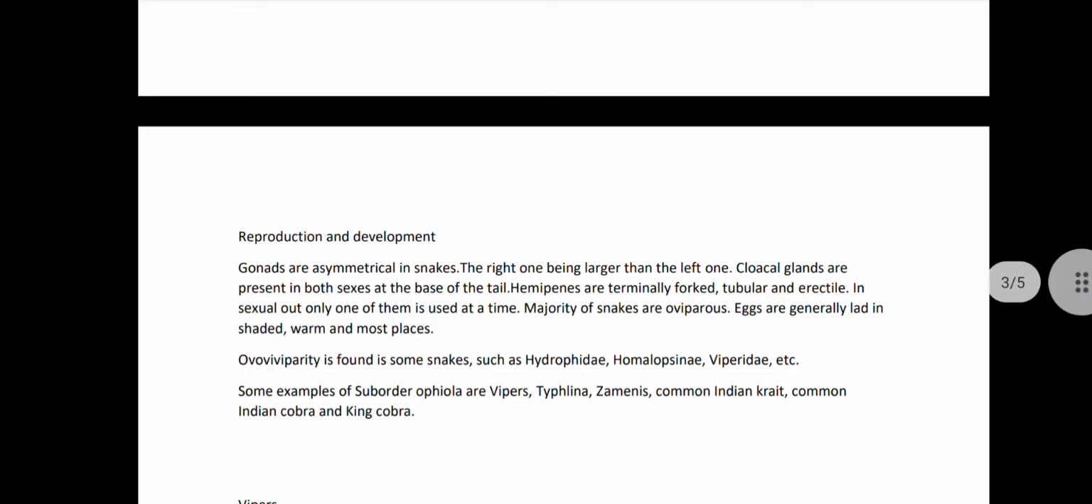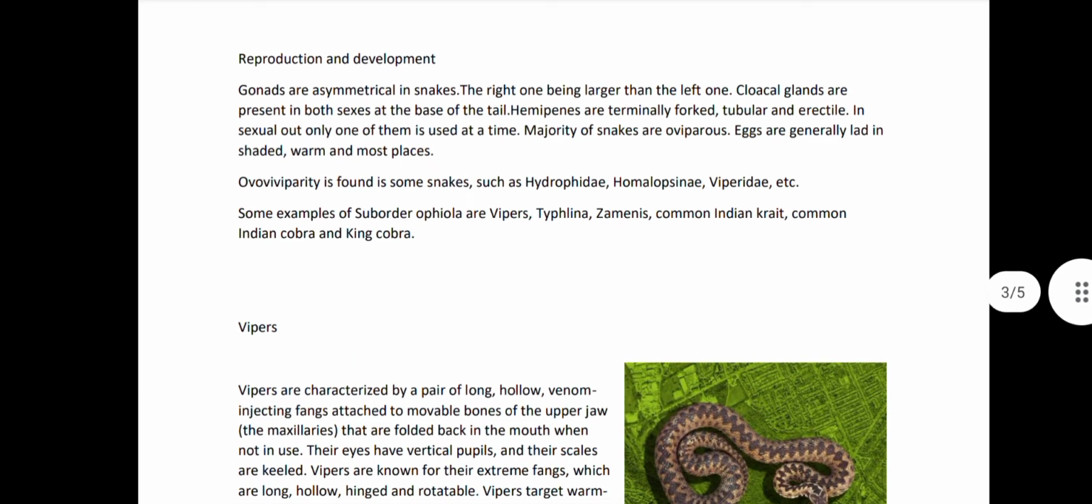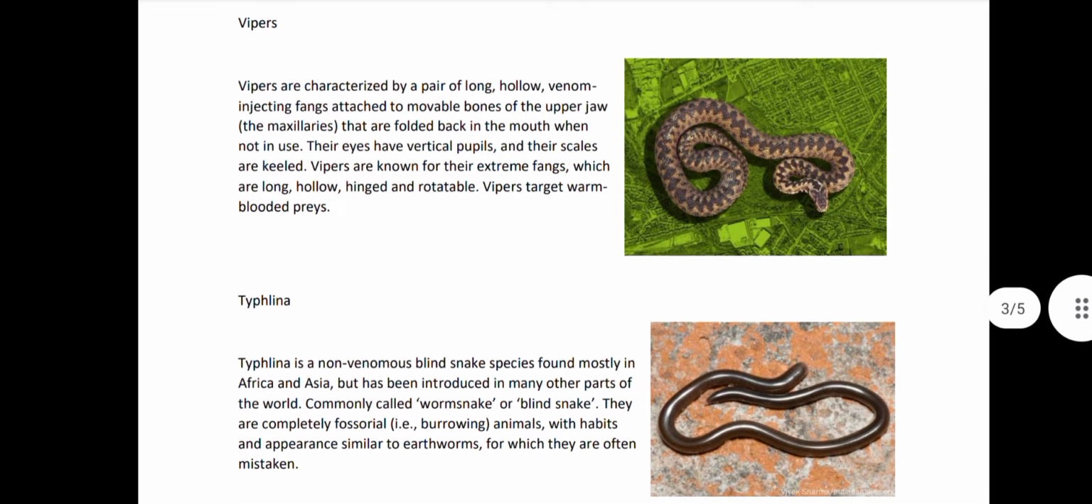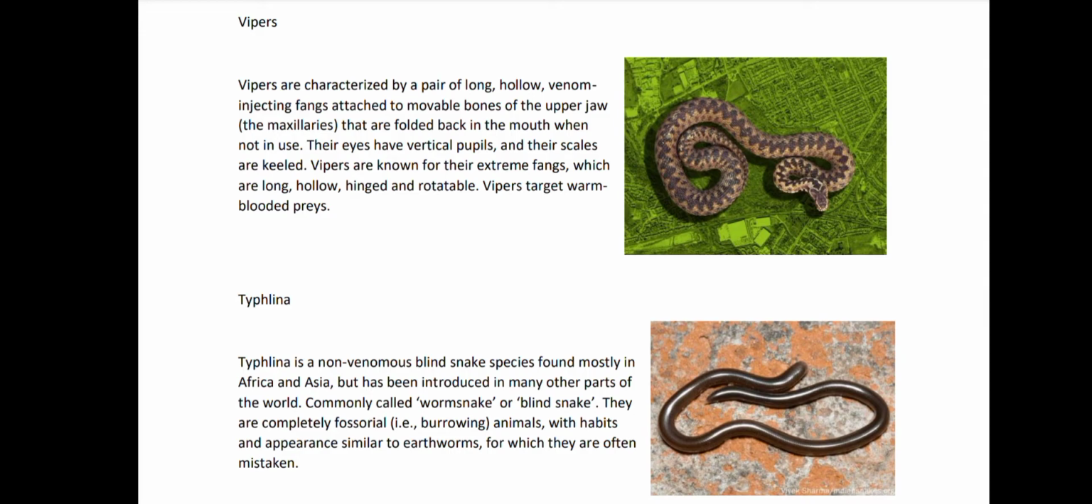Ovoviviparity is found in some snakes such as Hydrophidae, Homalopsinae, and Viperidae, etc. Some major examples of suborder Ophidia are vipers, Typhlops, Zamenis, common Indian krait, common Indian cobra, and king cobra. Vipers. Vipers are characterized by a pair of long, hollow, venom-injecting fangs attached to the movable bones of the upper jaw, the maxillaries, that are folded back in the mouth when not in use. Their eyes have vertical pupils, and their scales are keeled. Vipers are known for their extreme fangs, which are long, hollow, hinged, and rotatable. Vipers target warm-blooded prey.